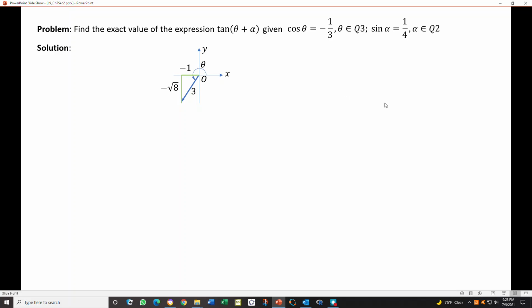Similarly, let's draw one for sine alpha. That happens to be in Q2. And in terms of x, y, and r, sine is y over r. So that means y must be positive 1, r must be positive 4. However, the x must be negative because we are in the second quadrant. So 16 minus 1 is 15. Plus or minus square root of 15. We choose the negative square root of 15. Cool?